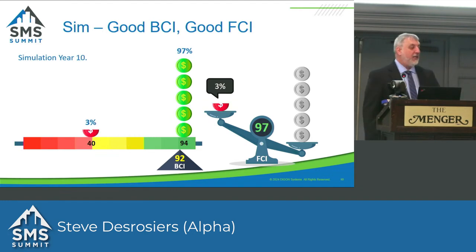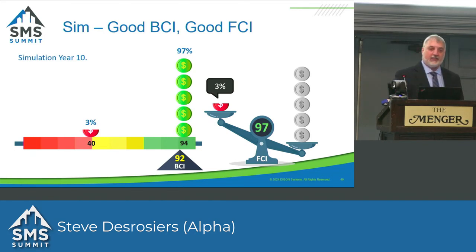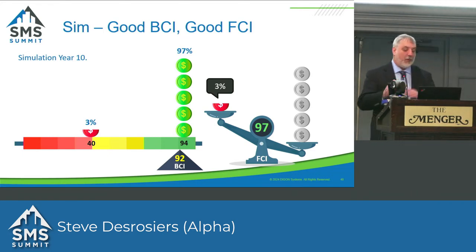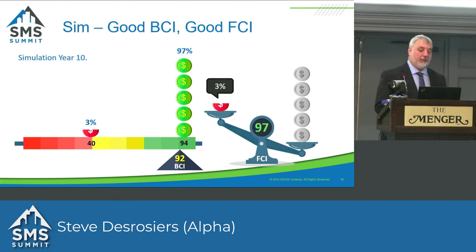In year 10, those yellow coins have slid all the way down into red. So now we've got 3% red coins, 97% green, and you can see that the green being further away is influencing the BCI to be a little lower. It was 1 point different between the stack of green coins; now it's 2. So the green coins are at 94, but my BCI has dropped to a 92. So that is good. We see that in the simulation.